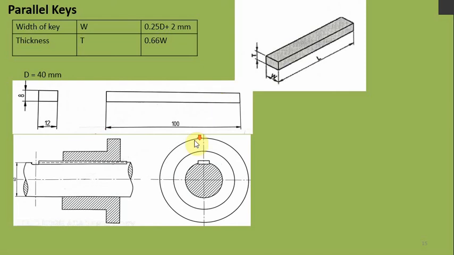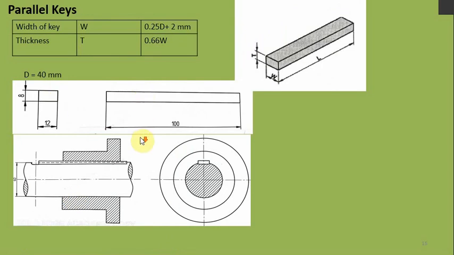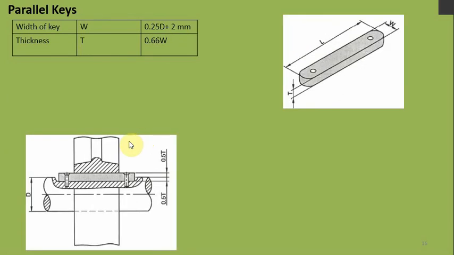Then you should draw this figure. You can see two screws are here, and for this one you can take any approximate diameter. It doesn't matter; since the thickness is 8 mm, you can take 2 mm diameter screws. So this figure plus this figure should be drawn for parallel feather keys. All other dimensions will be the same.